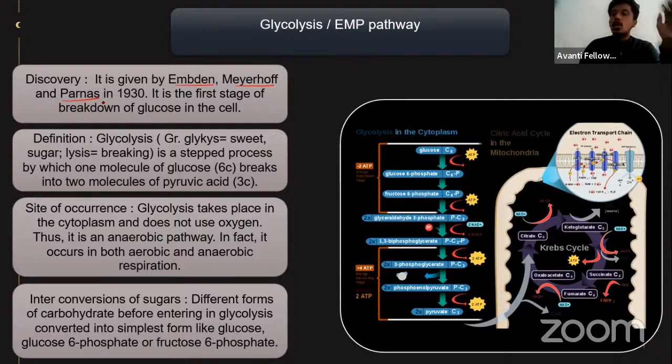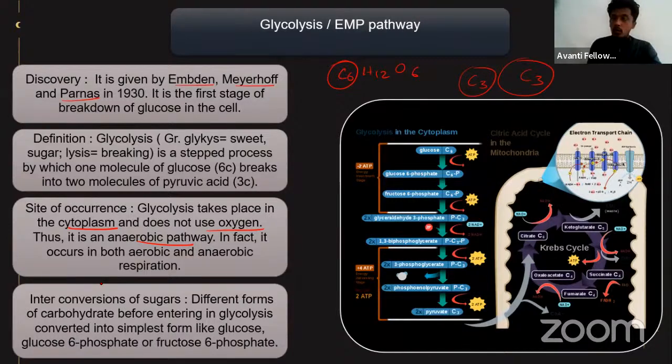Okay, in this process, what happens? Glucose is a 6-carbon compound, C6H12O6, right? So that means it has 6 carbon atoms in its structure. During the process of glycolysis, this 6-carbon structure is broken down into a 3-carbon structure, which is pyruvate, or pyruvic acid. That is called glycolysis. So where does glycolysis occur? Glycolysis takes place in the cytoplasm, and it does not require oxygen. It is an anaerobic pathway, so it occurs in both aerobic and anaerobic organisms.